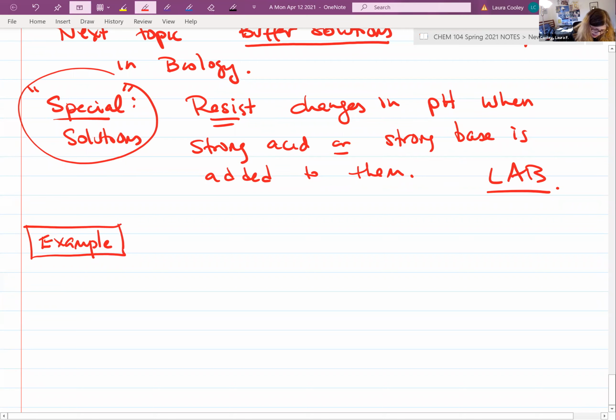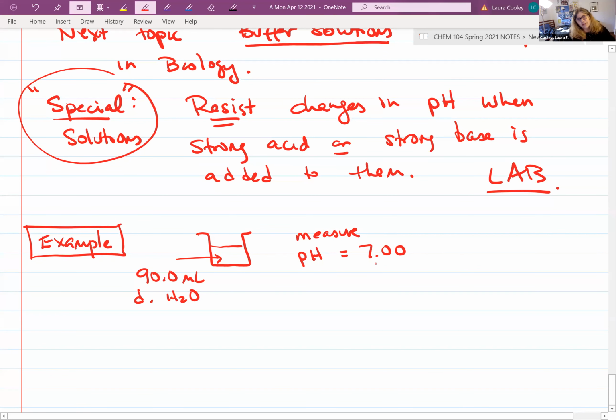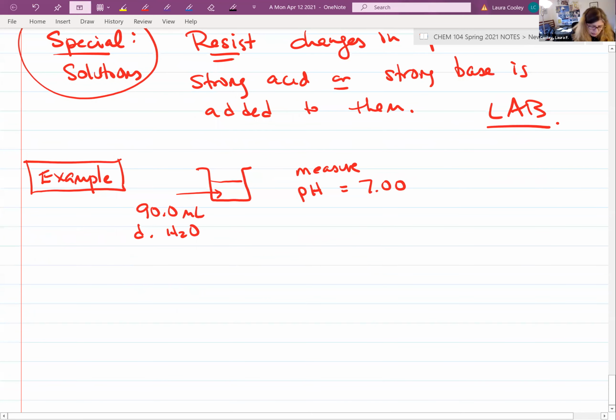So here's the example. All right, so suppose I have a beaker, and let's say that I have 90 milliliters of distilled water. Okay. And I measure the pH. And I get 7. You know, from lab last week, you know that you don't always get what you think you're going to get. But let's say we get 7. Okay, we'll do more of that pH measurement this week as well.